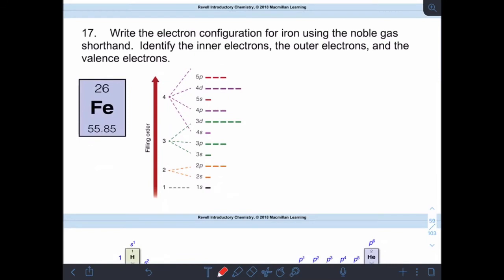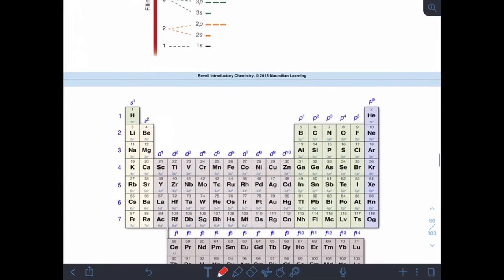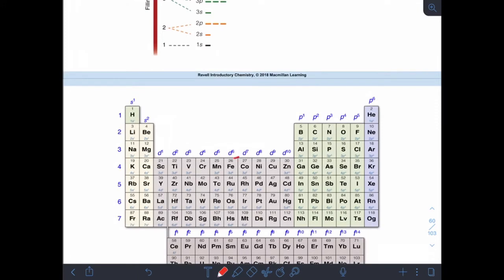All right, so the electron configuration for iron. All right, so let's find iron on the periodic table, and it's sitting here at element 26. So your task here is find the noble gas above your element. Okay, so right now iron is in row 4. So what's the noble gas in row 3? And that is argon. In the row above iron, my noble gas is argon.